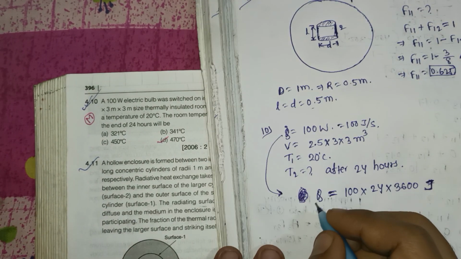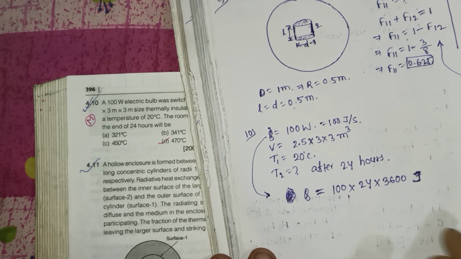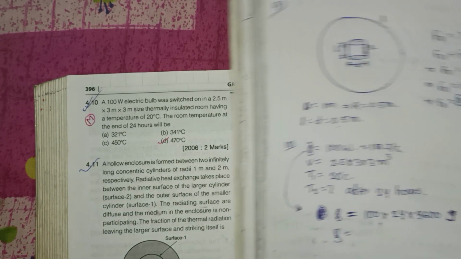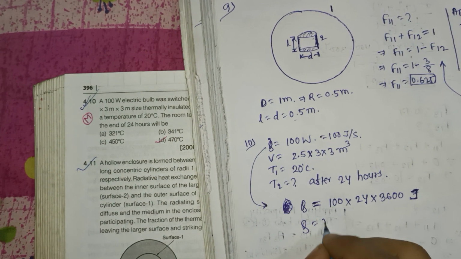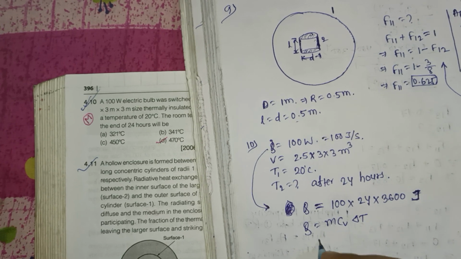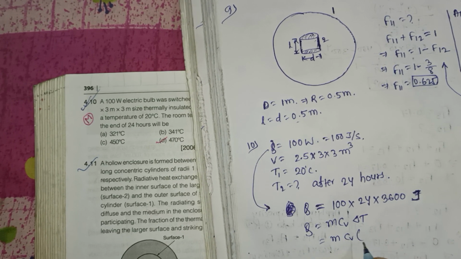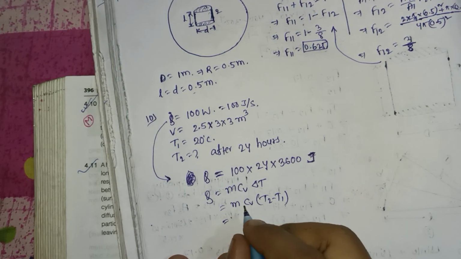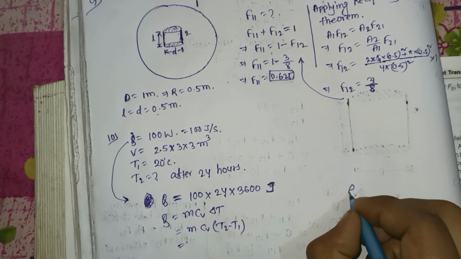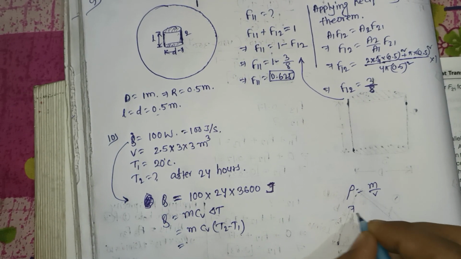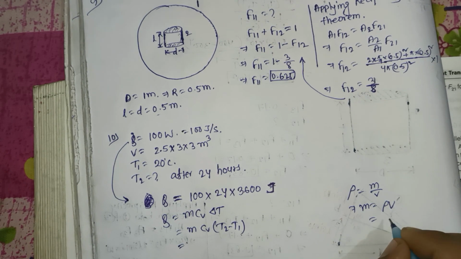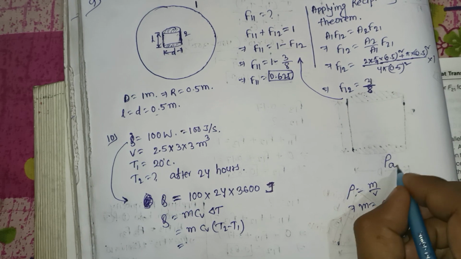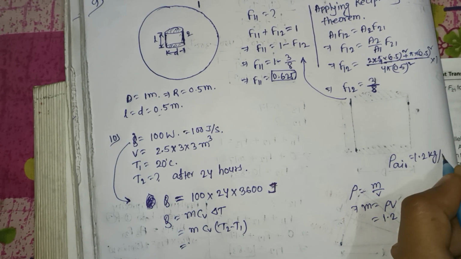This is Q. Now heat is gained by the air inside the room, so Q equals m Cp delta T, that is m Cv into T2 minus T1. What is the value of m? We know that rho equals m by V, so m equals rho into V. What is the value of rho? The density of air is 1.2 kg per meter cube.